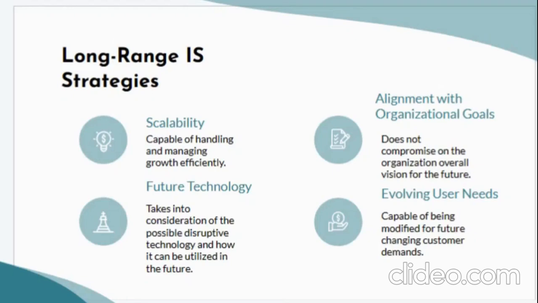Now, long-range IS strategies. Scalability is the first IS strategy, which is a cloud-based infrastructure that scales with growth, and a modular system architecture is needed. The second IS strategy is alignment with organizational goals. Regular IT audits ensure technology investment supports strategic goals.